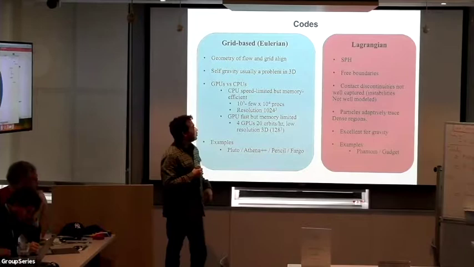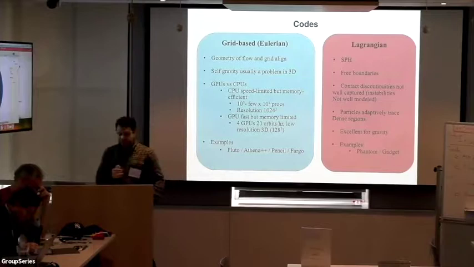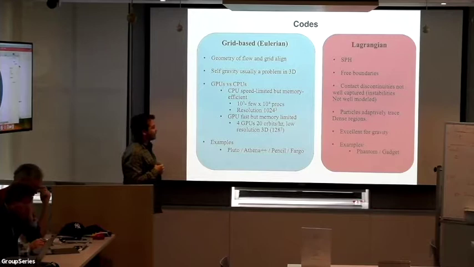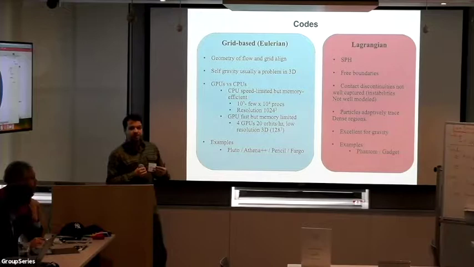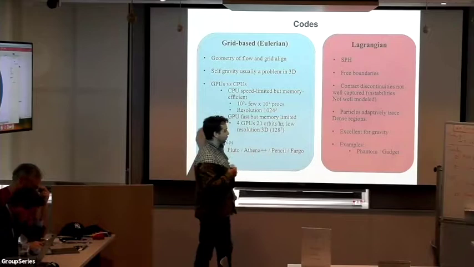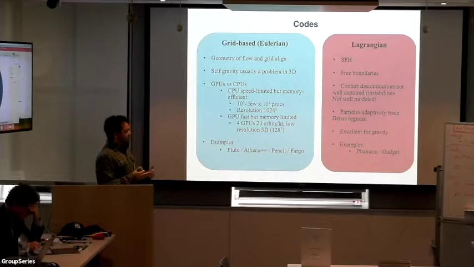Lagrangian codes, one of the most well-known of these is SPH, right? It's smoothed particle hydrodynamics. They are quite good when you have free boundaries, as we usually have in astrophysics. But they are not so good to model instabilities because they cannot capture well the contact discontinuities in the flow. And also, you add more particles where the density is largest.